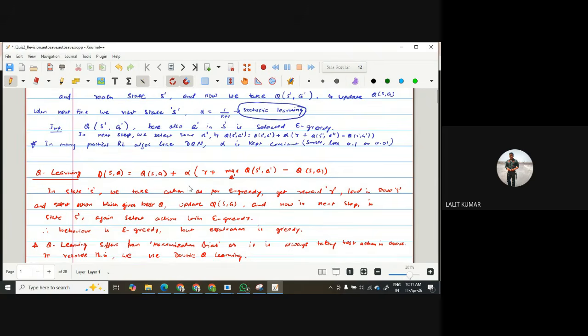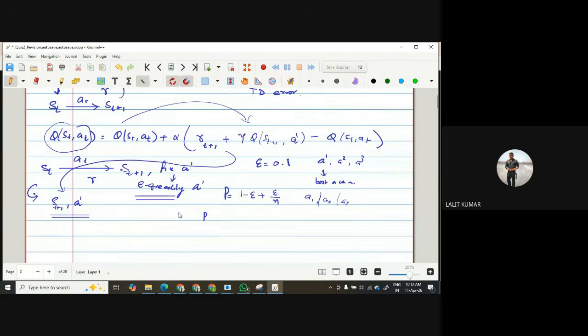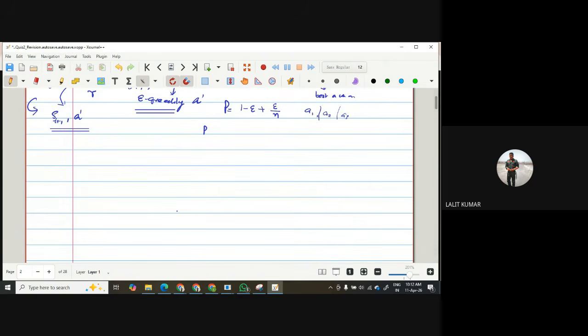So this is the formula: Q(s,a) is equal to Q(s,a) plus alpha times R plus gamma max over a' of Q(s',a') minus Q(s,a). So this is the basic difference between SARSA and Q learning. So what happens in Q learning? In SARSA, we fixed A dash and we selected the same A dash for the next step. In Q learning, what happens?